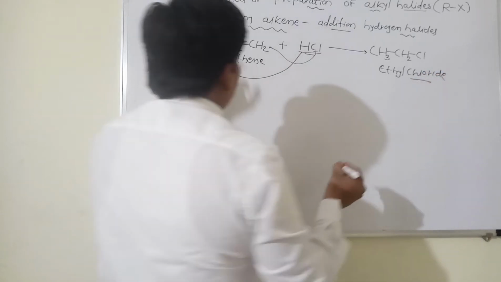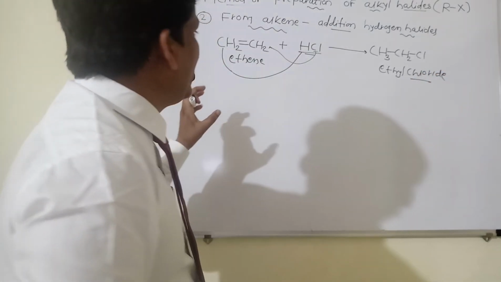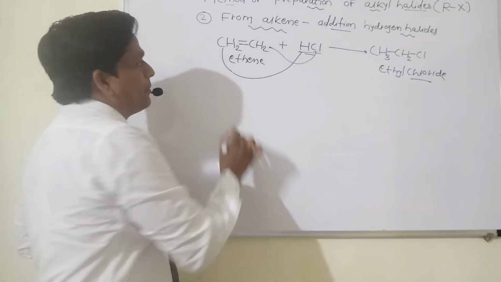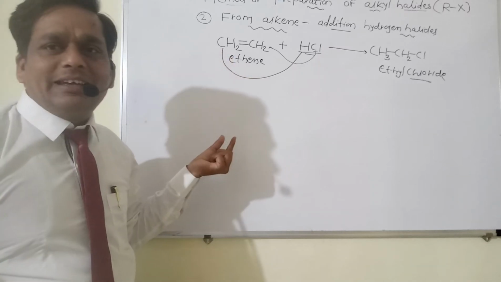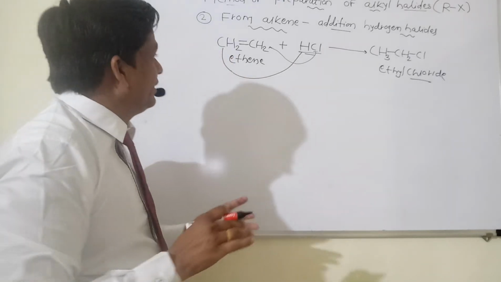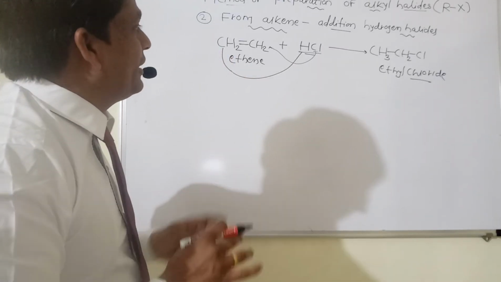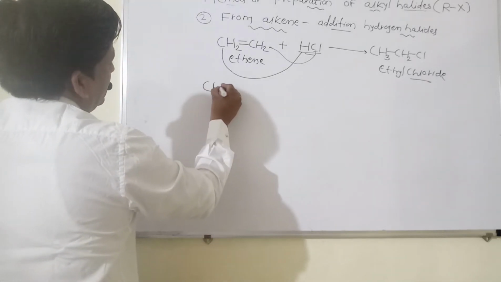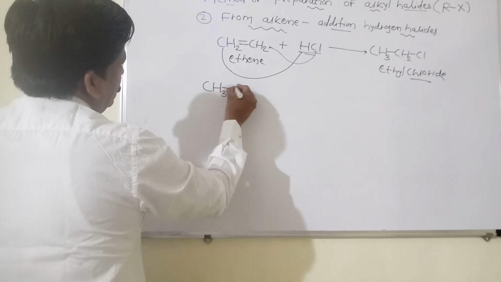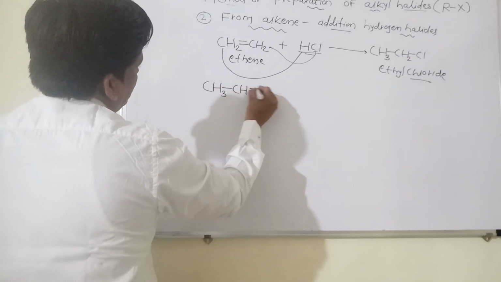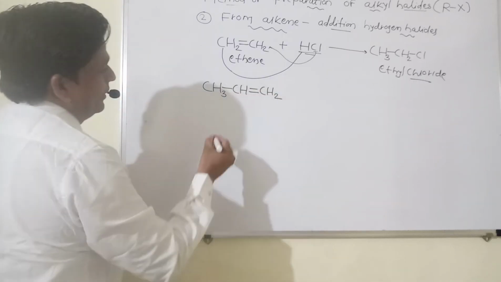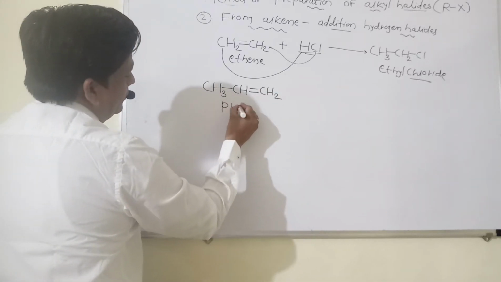This is a symmetrical alkene. You know the symmetrical and unsymmetrical. Symmetrical means across the carbon-carbon double bond, the same alkyl group is there. That is the symmetrical alkene. If you use an unsymmetrical alkene, let us see the example: CH3, CH, double bond, CH2. This is propene.